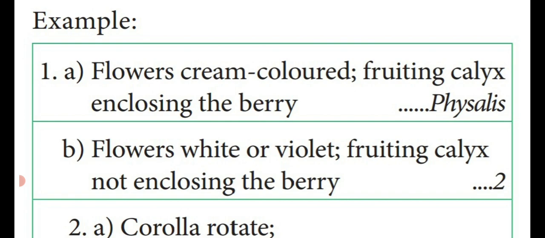According to two different contrasting characters, the first one is: fruit is enclosing the berry, flower is cream colored. The second one: white or violet, but calyx is absent in the fruit. So these are all pairs of contrasting statements used to identify unfamiliar plants, known as one of the taxonomic keys.